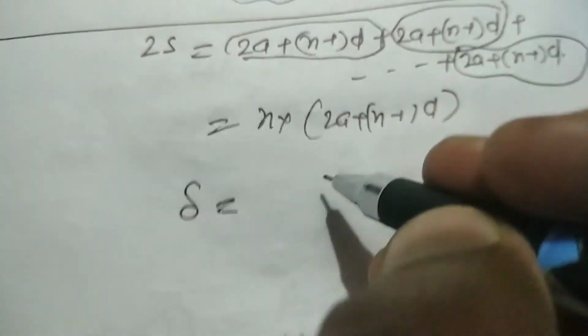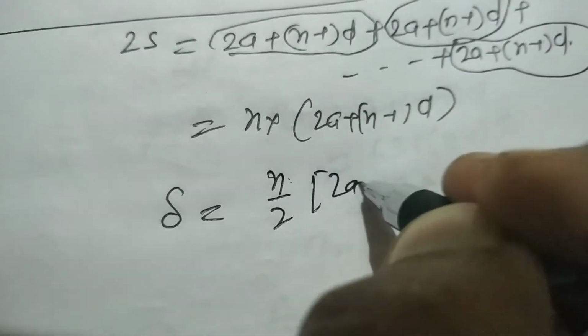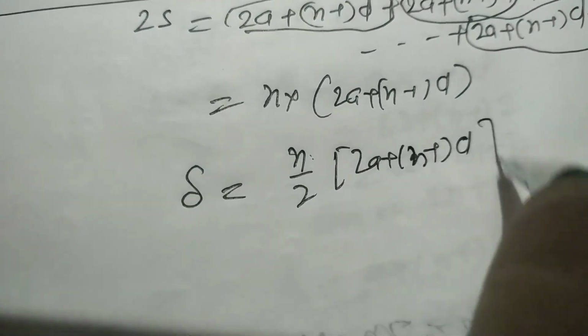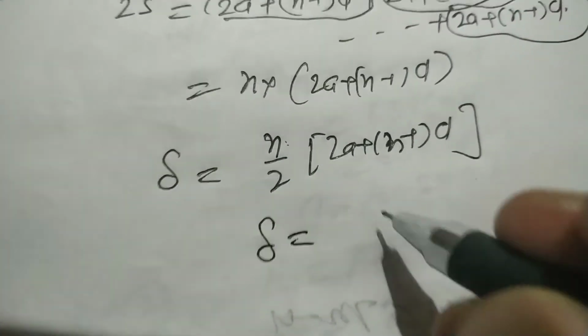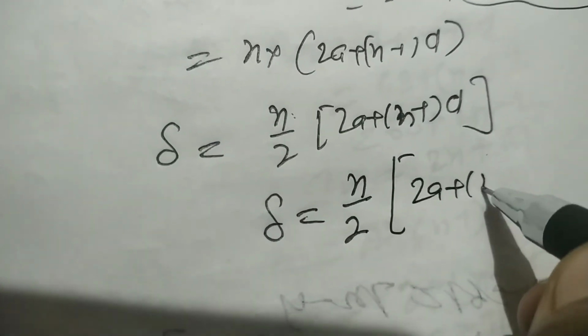So 2S is equal to n into (2a plus (n minus 1) into d). If you want the sum, the 2 has to be transferred to the right hand side. Then we get the rule for the sum: S is equal to n upon 2 into (2a plus (n minus 1) into d).